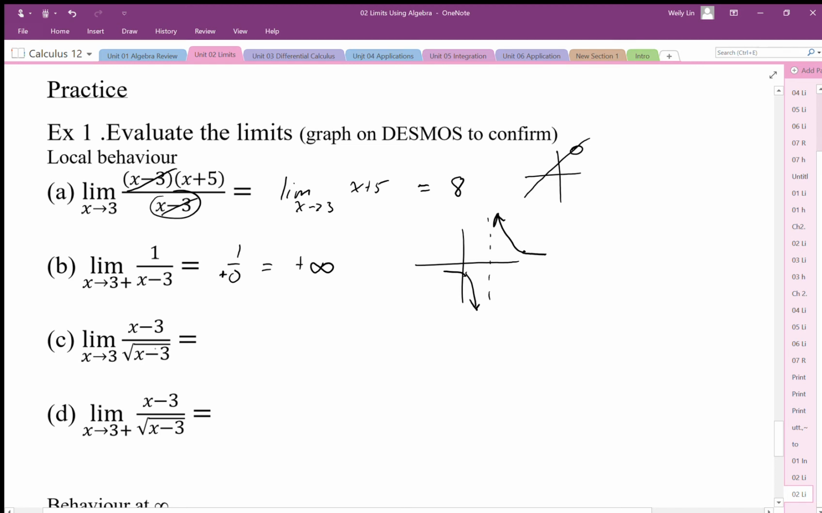This one here, can we algebraically simplify that? Well, first of all, let's make sure that this is a problem. We do get 0 over 0. So again, this is a problem. So is there something we can do to algebraically simplify this?